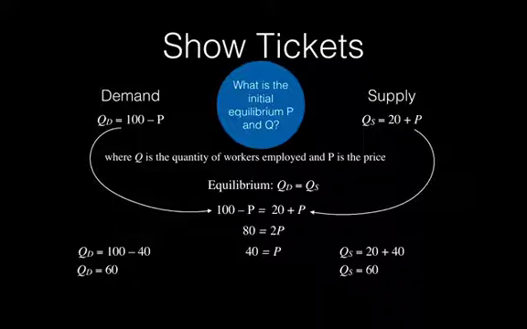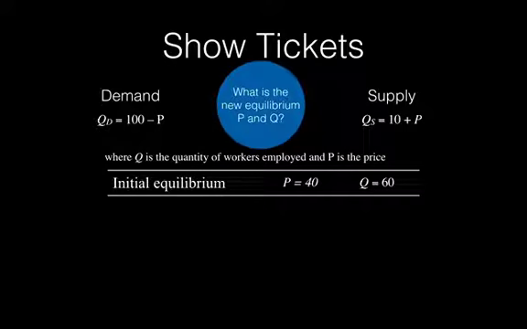So there's our initial equilibrium. So what's going to occur is we're going to change the supply curve. There's going to be a supply shock. Let's say that there's an increase in the wages being paid to actors, and this is going to cause the supply curve to shift to the left. So we have a new supply curve. So it's now the quantity supplied is equal to 10 plus P.